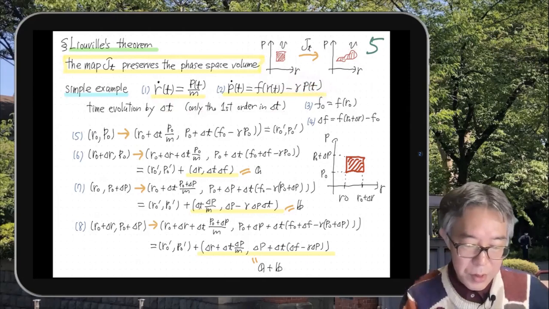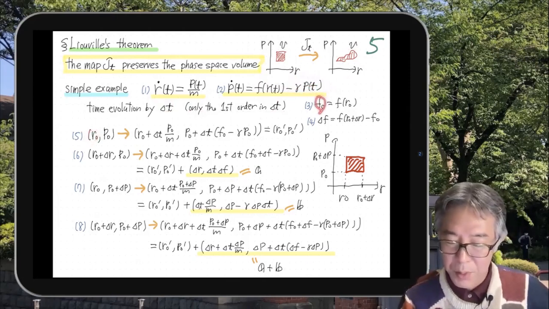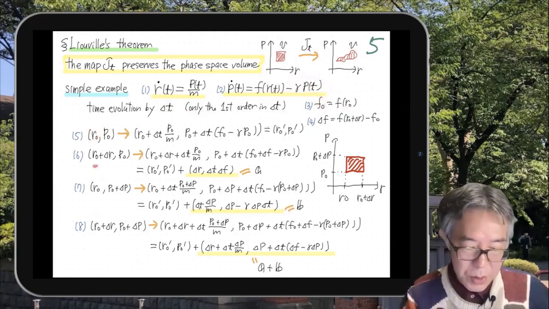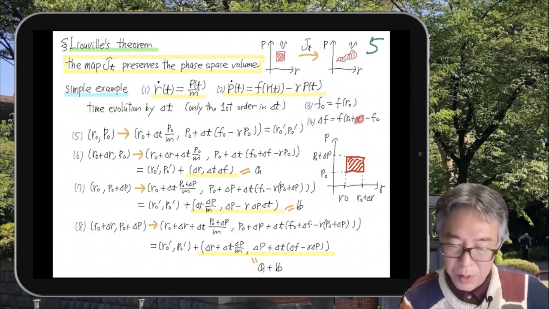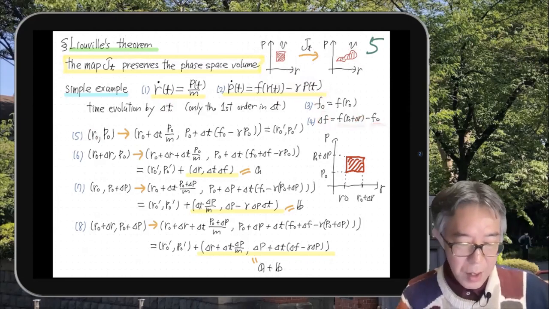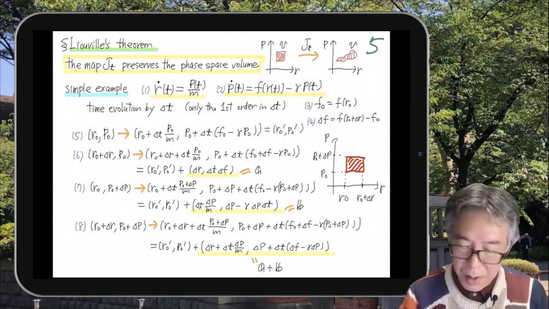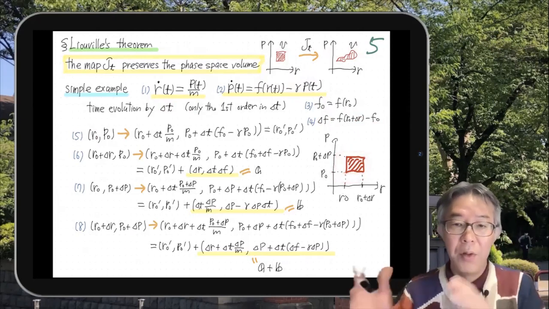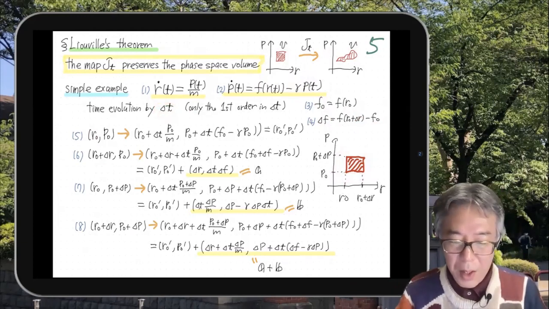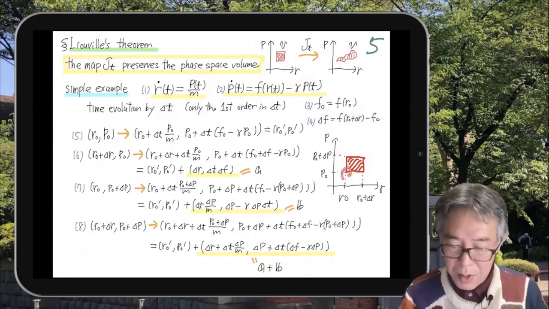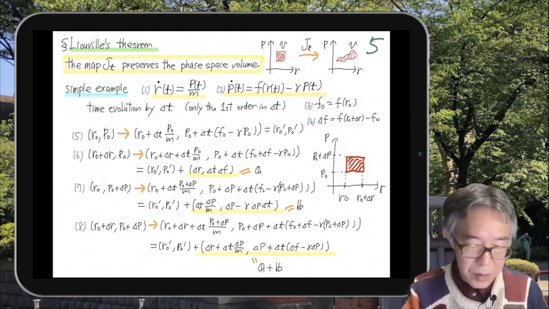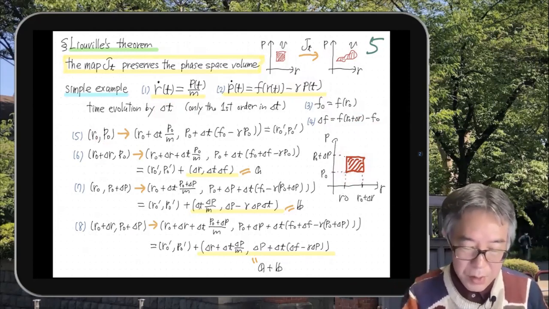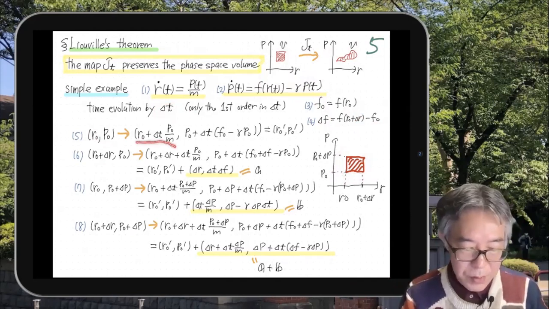I consider position r0. So F0 denotes the force the particle feels at position r0, and I also consider position r0 plus delta r. This is a small thing, and then I consider this delta F, the difference between this and this. Now I examine how this region in this two-dimensional phase space evolves after time delta t. So let's look at this corner, the left bottom corner (r0, p0), and examine how it evolves. Well, this is very simple.